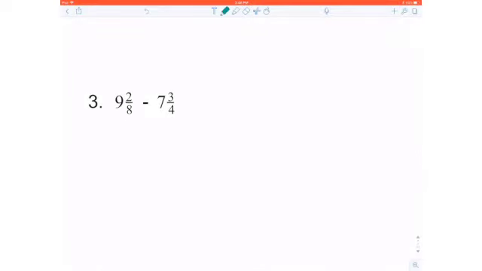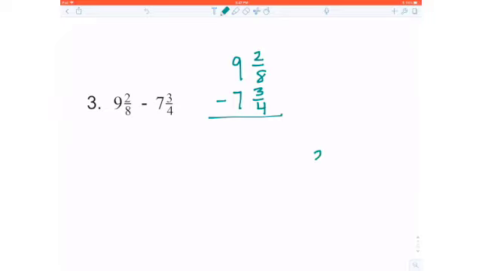So this time, I'm not going to draw the line for you. I'm just going to work it out and separate them regularly. So 9 and 2/8, 7 and 3/4, and we're subtracting these. Now we have 2/8 minus 3/4. Okay? Now here, what I can do is multiply this side by 2 to make it 8. I don't have to multiply them by each other. Okay? So 2/8 minus 6/8.